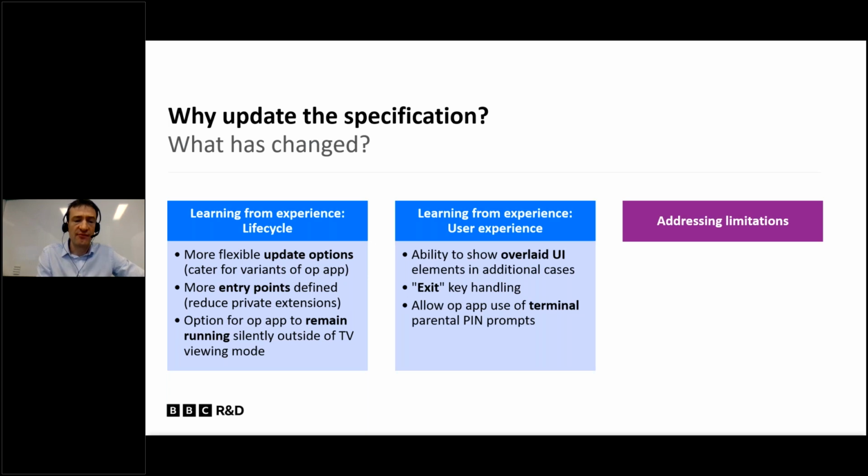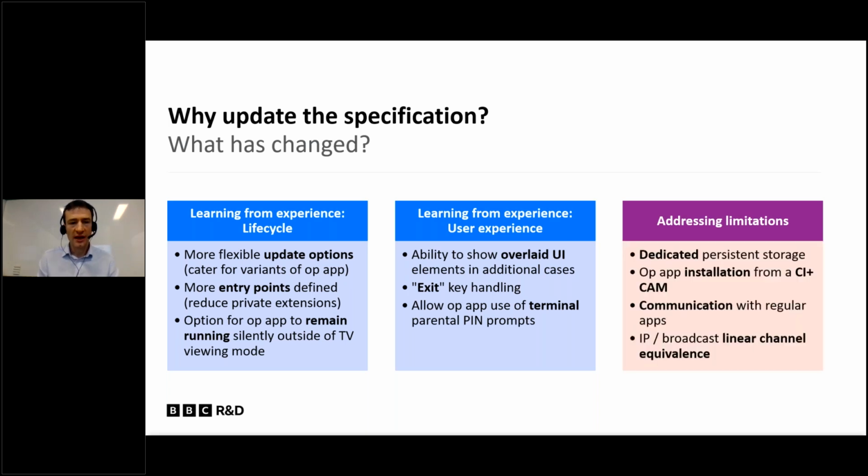Some user experience improvements around allowing the operator application to overlay the TV picture to provide additional information or highlight problems or changes in the metadata and so on. So there are a few more circumstances under which the operator app is allowed to display transient channel banners and so forth. Some improvements around the exit key, which had some predefined behavior before that wasn't always appropriate. And there's a new option to allow use of the terminal's own parental PIN prompts from the OpApp as well, so that the user only has to understand one PIN number and one way of dealing with parental controls on their television.